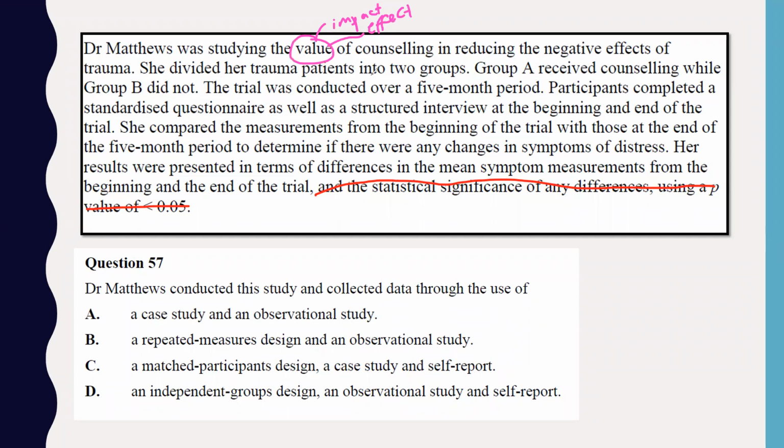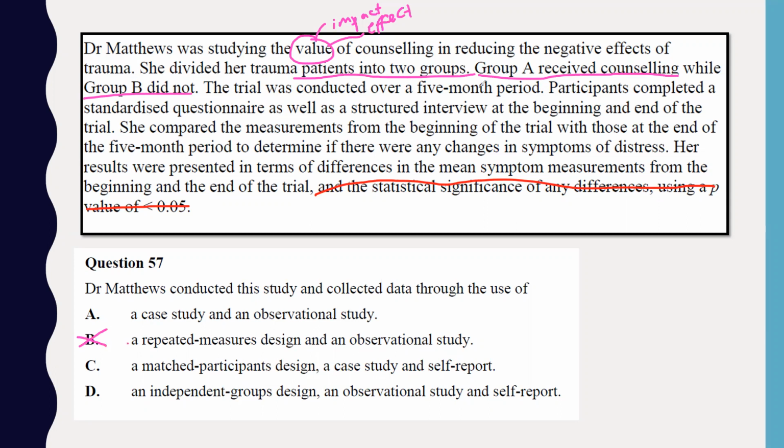She divided her trauma patients into two groups. So this is going to now give us some clue as to what design is being used. So she divides the trauma patients into two groups. Group A received the counseling while group B did not. Again, there's some indication there that the groups are separate because it doesn't say group A received counseling and then the same participants were used in group B who then did not receive counseling. It's not indicating any clue that this is a repeated measures design. So automatically I can kind of cross out or eliminate option B.